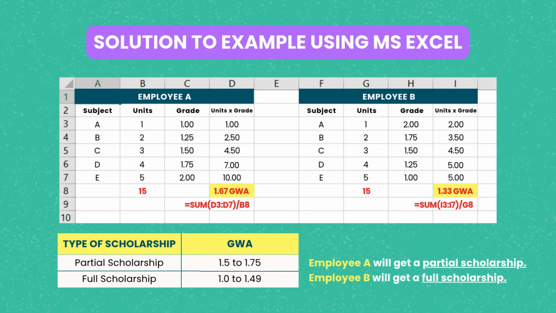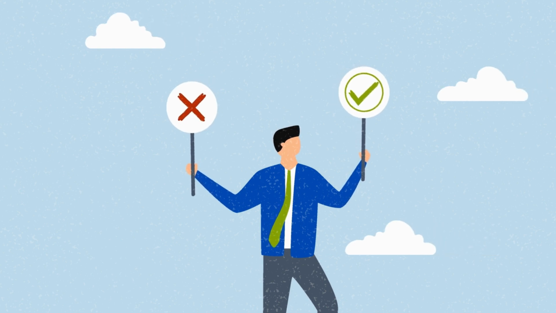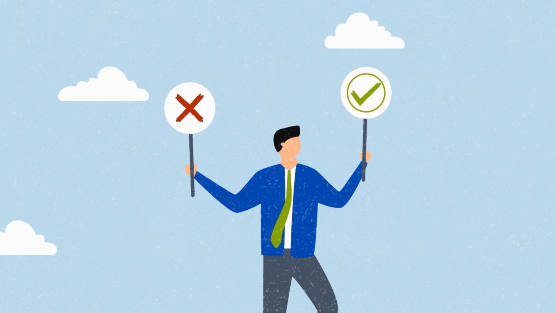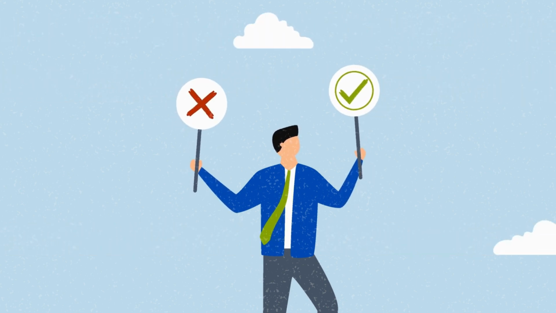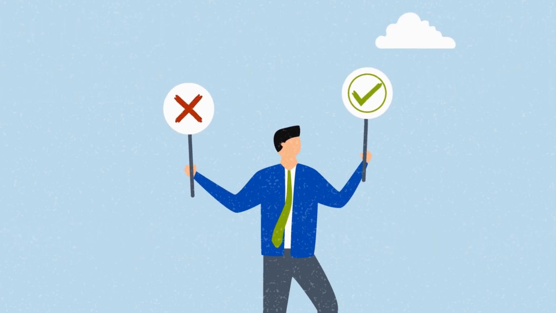So, what are we trying to say here? By computing for the correct summary measure, like the weighted mean, we can make the right decision on who should get a partial or full scholarship, and we will not be accused of being biased. This advocates for evidence-based decision-making.